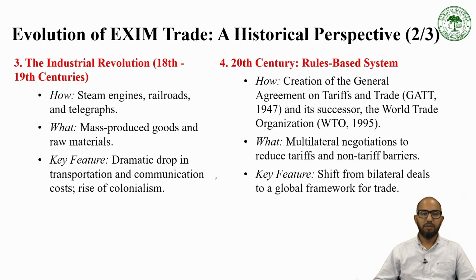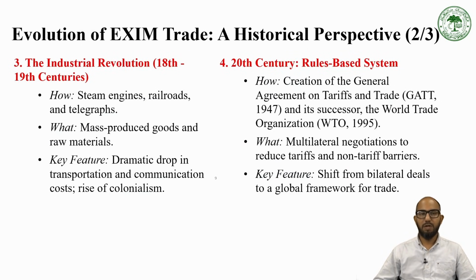In continuation, the third historical perspective relates to the Industrial Revolution, which was between the 18th and 19th centuries. It primarily came because of steam engines, railroads, and telegraphs. It mainly related to mass produced goods and raw materials. The key feature of the Industrial Revolution was the dramatic drop in transportation and communication cost, which ultimately gave way to the rise of colonialism.